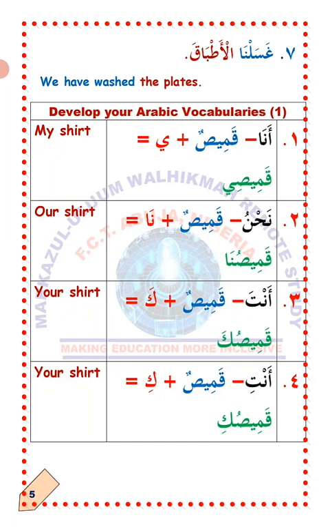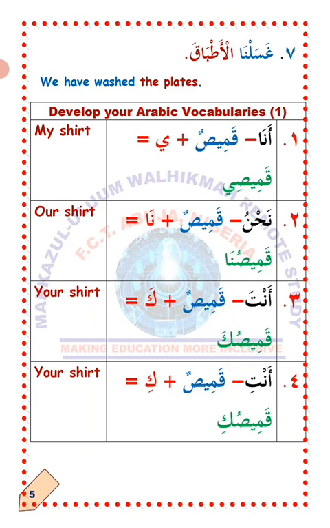Now develop your vocabularies. Part 1. So how do we make a change on the word qamis to indicate ownership? How do you change the word qamis, which means shirt, to indicate ownership? Wahid, number 1, ana, I. So how do we do that to suit ana?